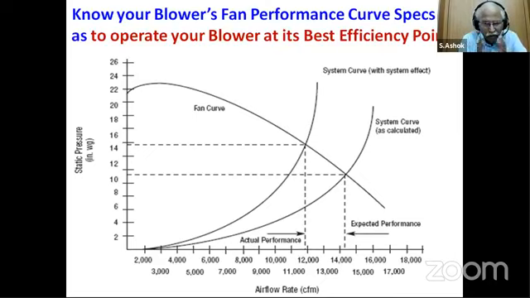So the system effect is more important than the calculated values. The system effect and the static pressure where it meets, that is the best efficiency point. This is where we have to work on the best efficiency point for the given AHU.